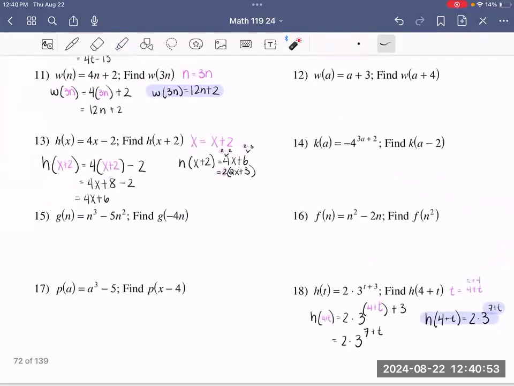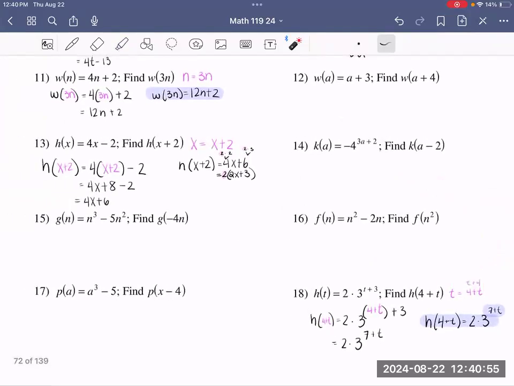Now let's see what happens if we have something with an exponent. So let's jump to 16 here. And then let's see. Oh, it's kind of big. Yeah, we'll do this one. So I'll do 16 and then 17.